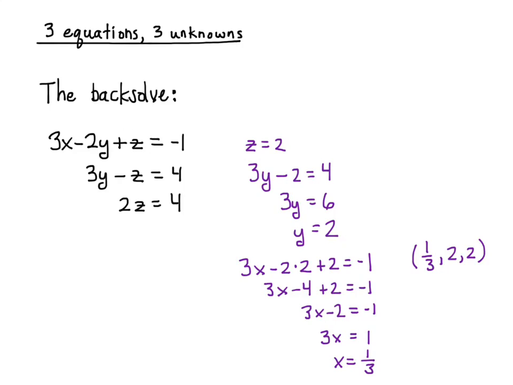Okay, so what we're going to do now is look at the goal of how we're going to take any general system and put it into this kind of organization, where the first variable is x, the second variable is y in the second equation, and then you have just a z in the third equation. That's row echelon form.